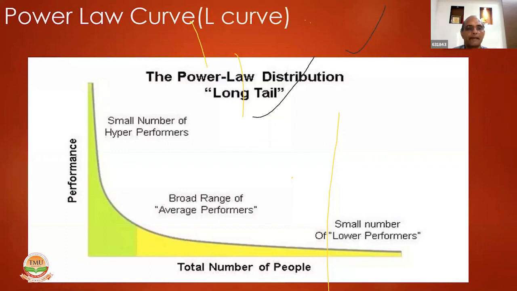Just look at the law. What is it saying? It's saying performance on the y-axis and total number of people on the x-axis. There are only a small number of people responsible for hyper-performance. It's called an L curve because the shape of the curve is like an L. From its peak, it drops suddenly, which indicates a very small number of people responsible for a large amount of performance. And then you have a broad range of average performers and a very small range of low performers. So this curve fits perfectly in today's kind of economy, when we talk about the knowledge economy.